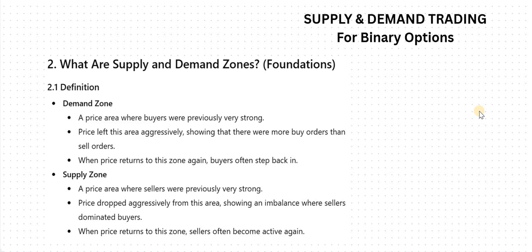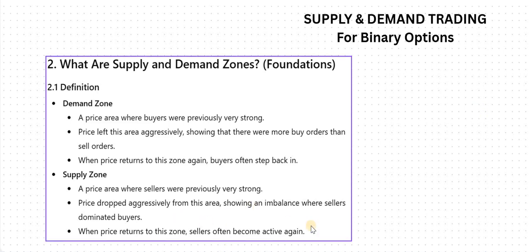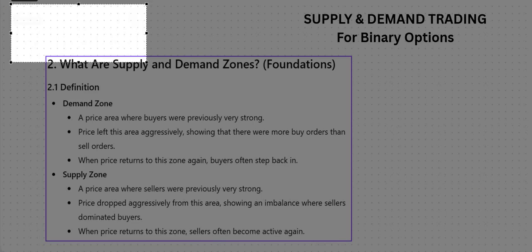So what are demand zones? These are price areas where buyers were previously strong. They are price areas where price left aggressively, showing that there were more buying orders than sell orders. In other words, the buyers were more than the sellers. That was why the price was able to move aggressively out of those areas. And when price returned to this zone again, just because price left them more aggressively, it tends to go back up again.